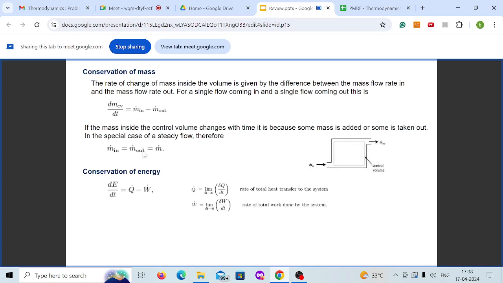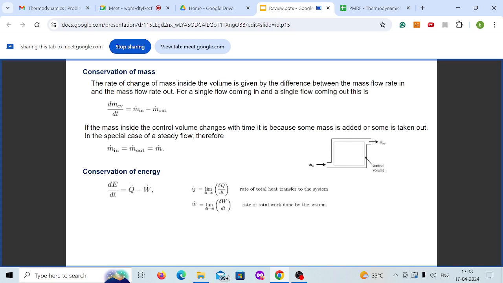Then in a case where your inlet mass and outlet mass are the same, dm_cv by dt will become 0, then mass which is coming in should be what is going out. So nothing will get stored, whatever was there inside the control volume will remain the same, it will not vary with respect to time, so that will become a steady state. So mass which is coming in will go out, so m dot in equals m dot out.